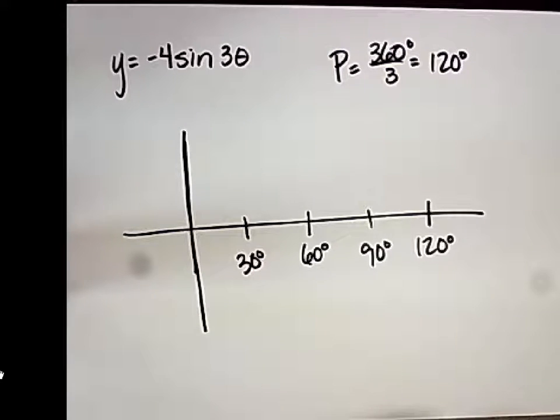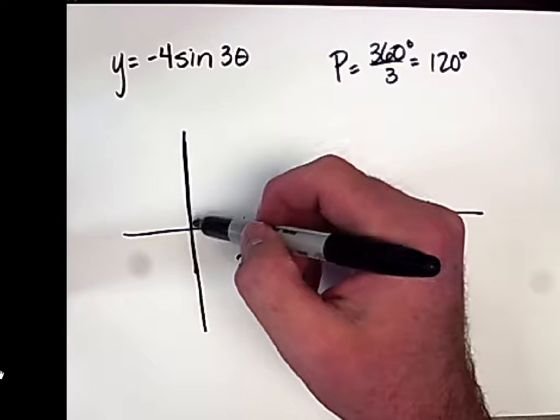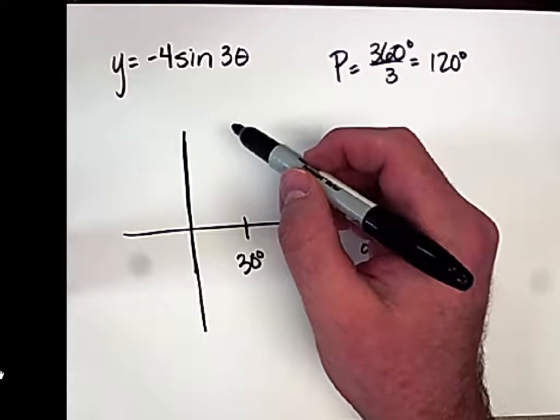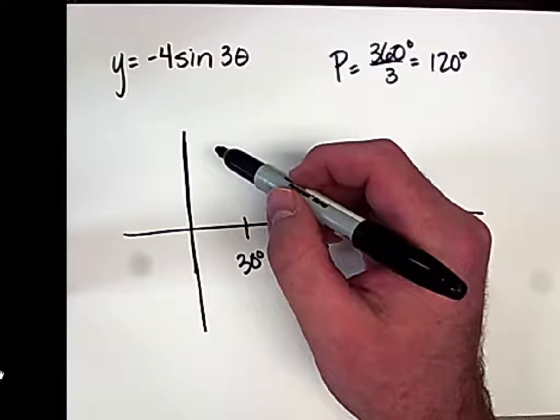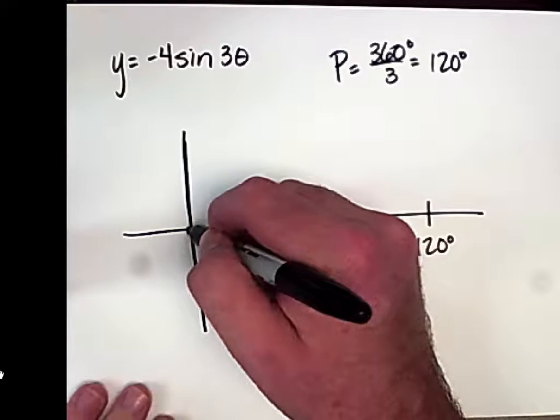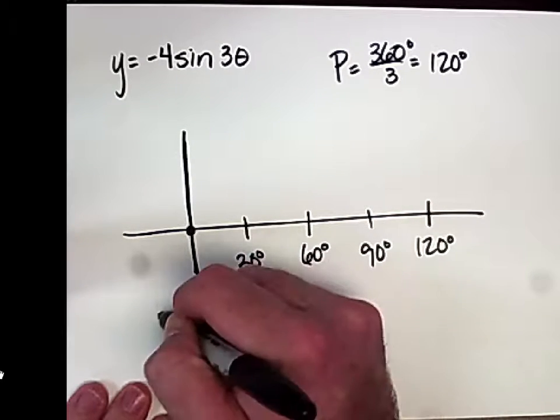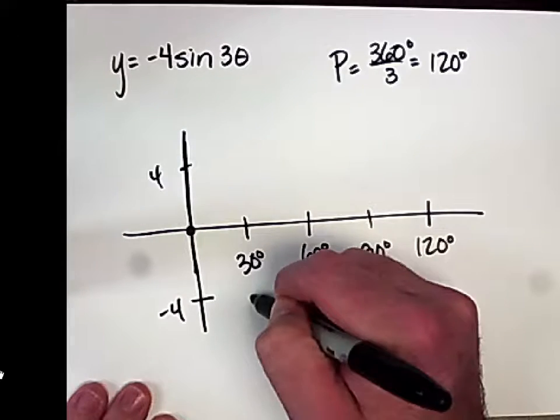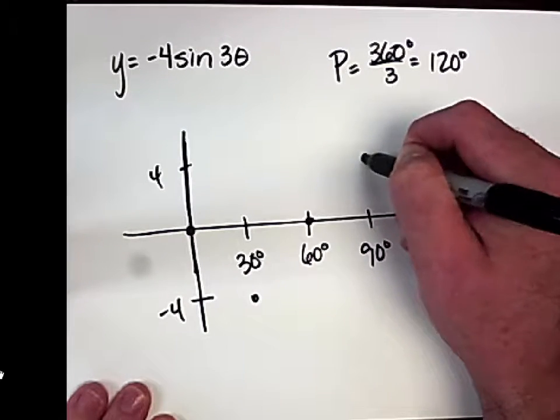Right? What's the amplitude? Amplitude's a distance, so it's 4. But the negative does come into play. Sine starts in the middle going up, but negative sine starts in the middle going down. So you go middle, bottom at -4, middle, top, middle.